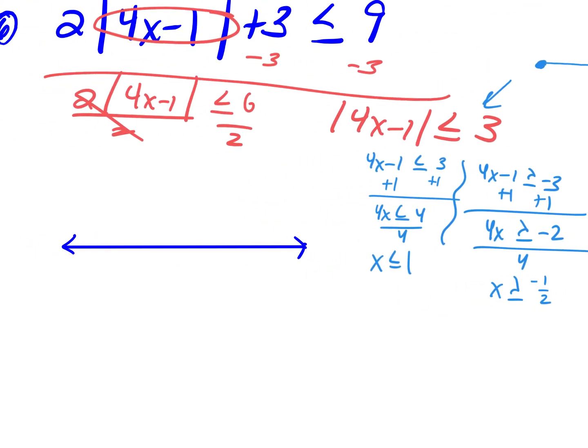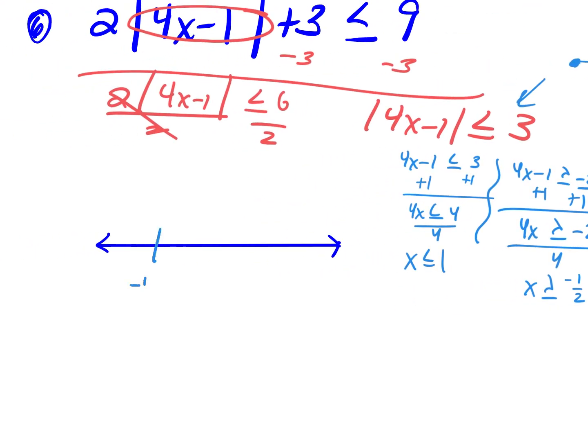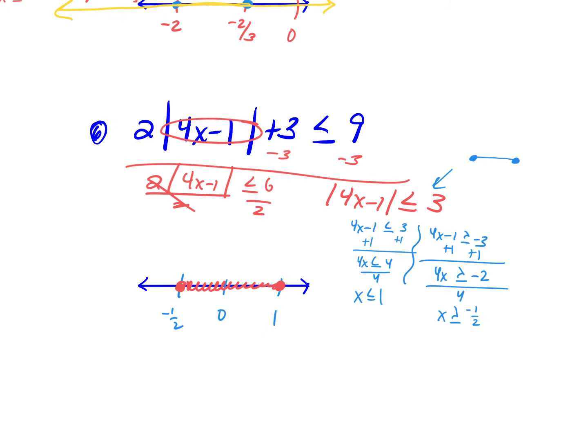So on my number line, negative 1/2 is on this side, 0, positive 1. What kind of dots did you tell me I'm going to have? Closed. Very good. And then less than, where do I color? In the middle. So what's an easy number to check? 0. Plug 0 into the originals.